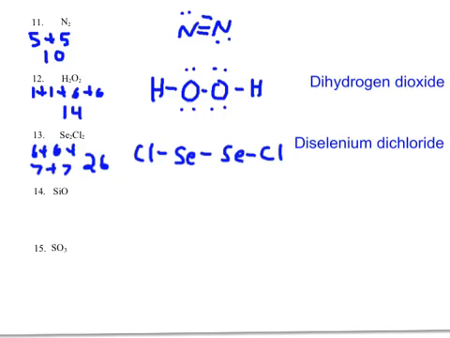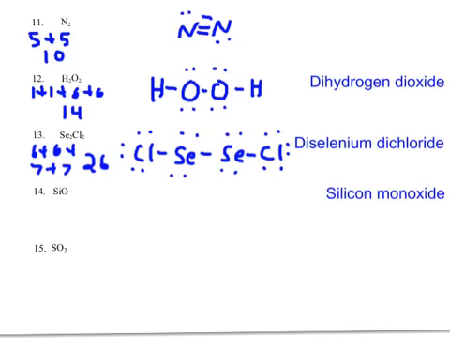2, 4, 6, 8, 10, 12, 14, 16, 18, 20, 22, 24, 26. That was a piece of cake. Let's try our next one here. It's going to be called silicon monoxide.